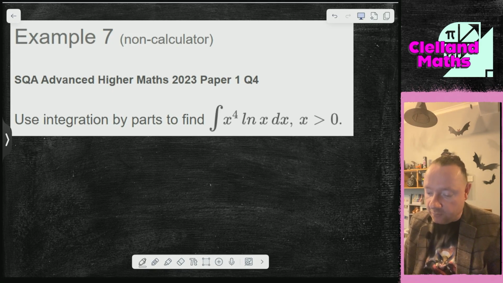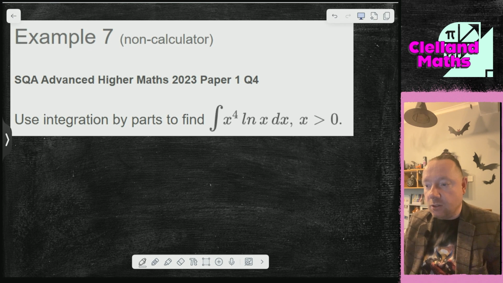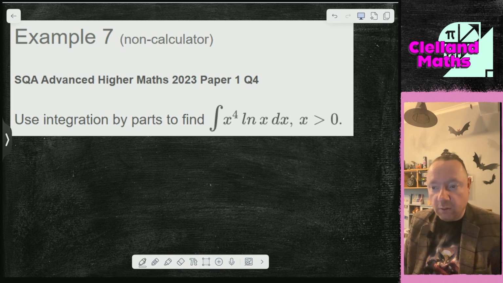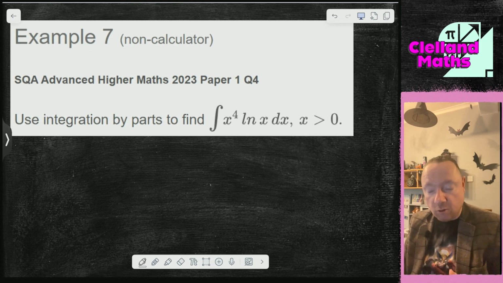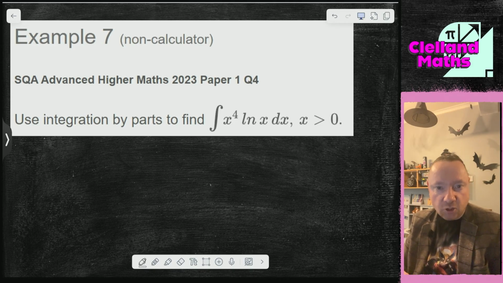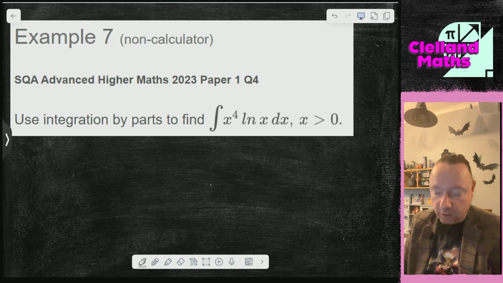Okay, example 7, we reach integration by parts. SQA Advanced Higher Maths 2023, paper 1, question 4: use integration by parts to find the integral of x to the power of 4 log x dx. So this is a standard one, just one round. There's ones that go around in circles, but this is quite an easy one. So integration by parts, we need u and v, and it's a bit like the product rule in reverse. It's like the product rule for integration, essentially.